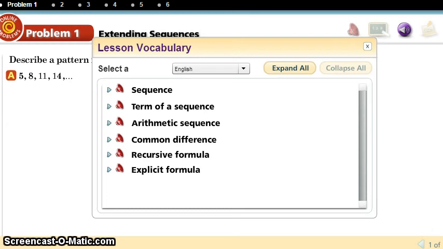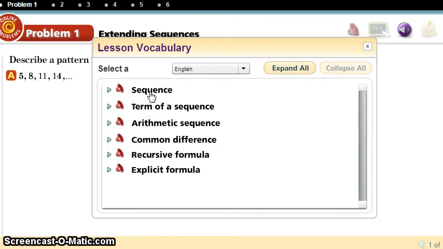Alright, we are going to watch a video discussing arithmetic sequences, and as you can see there are several vocabulary terms here for arithmetic sequence. So I'm just going to go through each one of these and bring these up, so make sure you pause the video if you need to in order to get them written down.